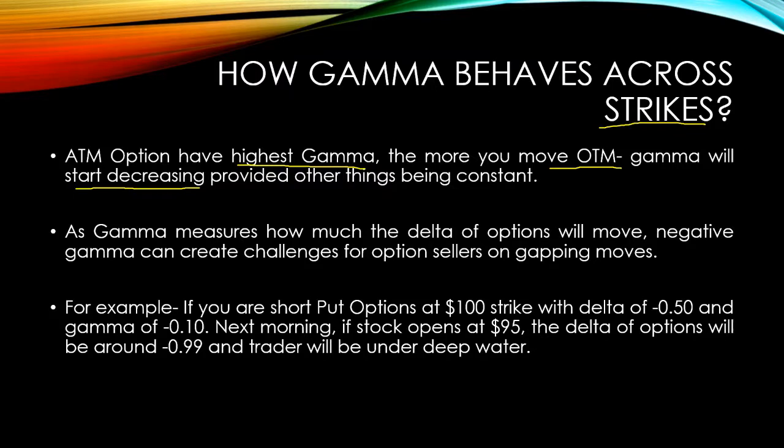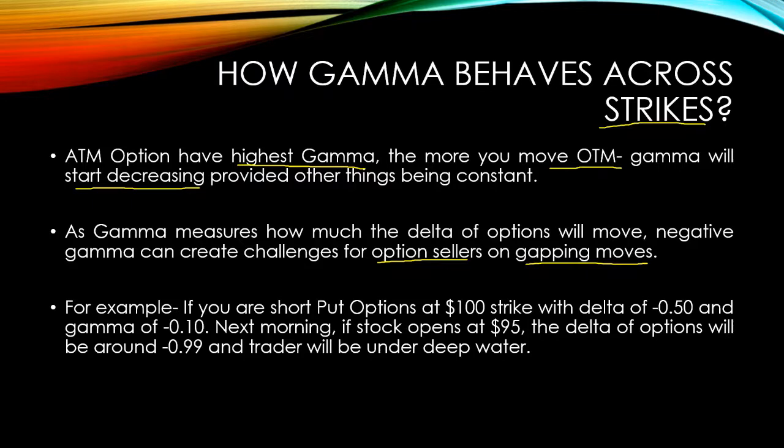So as said, this is the general rule that the ATM options have the highest gamma, and the more you move out of the money, the gamma of the option will start decreasing. As gamma measures how much the delta of an option will move, negative gamma can create challenges for option sellers on gapping moves.